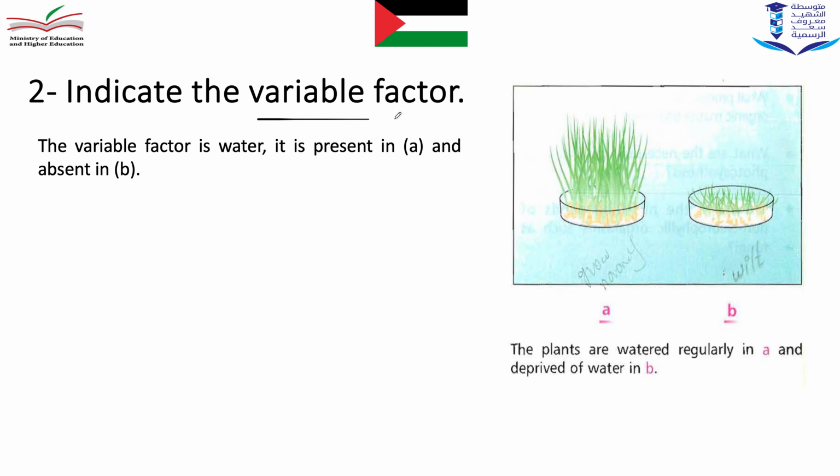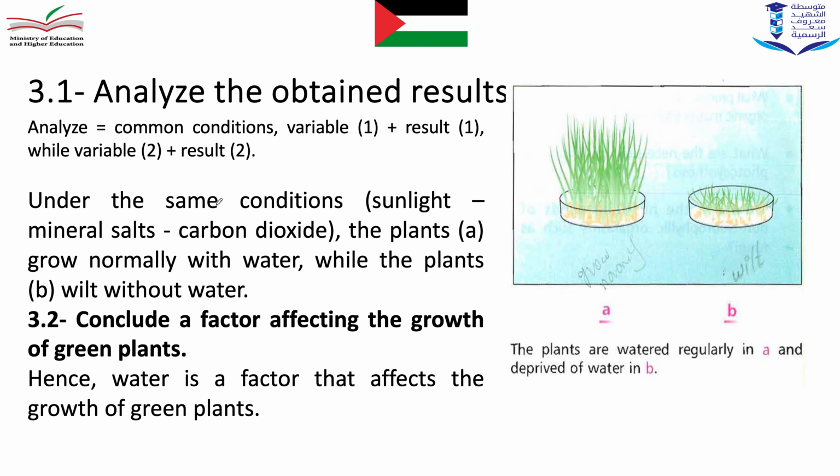Now the variable factor. What is a variable factor? It is the factor which is different between these two experiments. The variable factor is the water. It's present here and it is absent here. Okay, it's very easy.